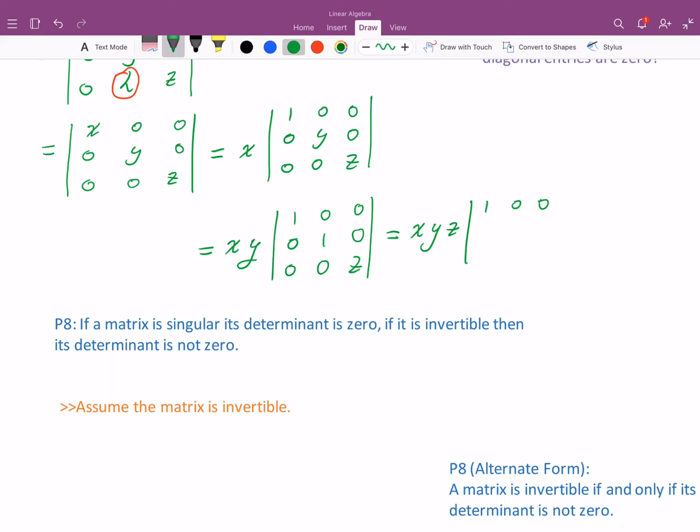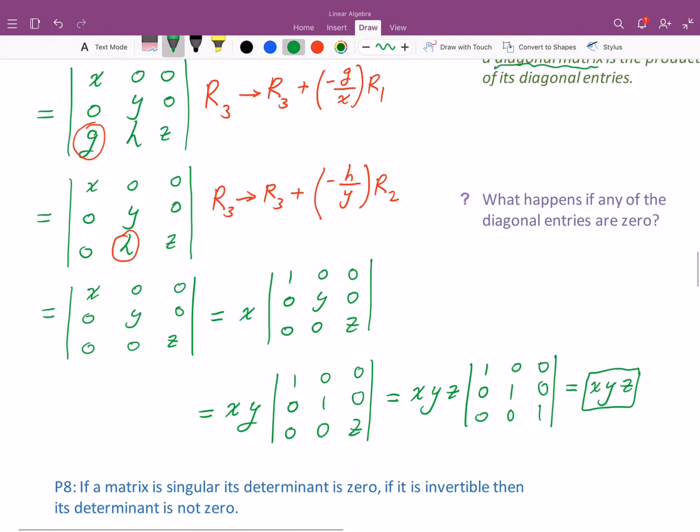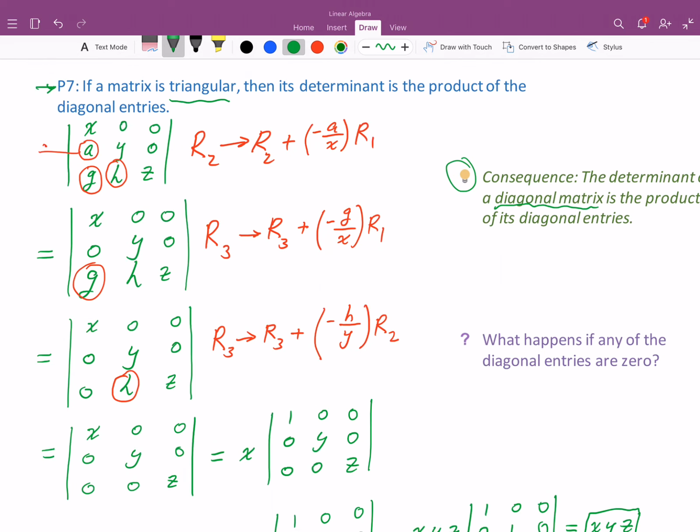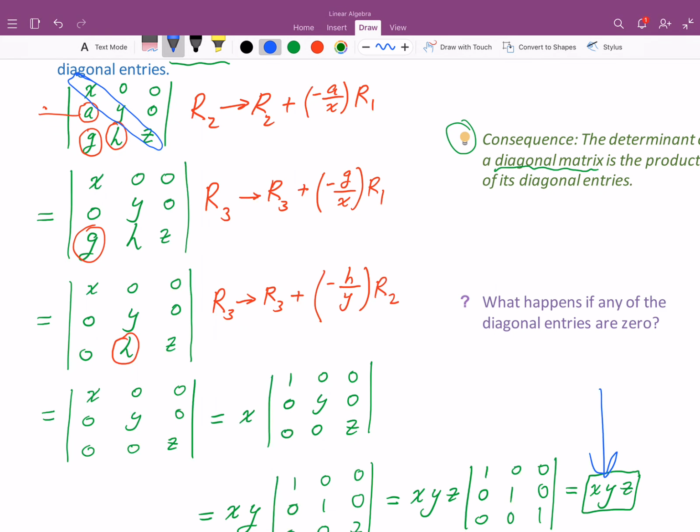And what we have is finally a matrix whose determinant I definitely know, because it's the first of the defining properties that the determinant of the identity matrix is 1. And so there we are, x, y, z. And that's really what we're trying to do. Let's go back and read the property again. If a matrix is triangular, then its determinant is the product of the diagonal entries. So I can just take these diagonal entries, and the product of those 3 values is what we get as the answer for the determinant.